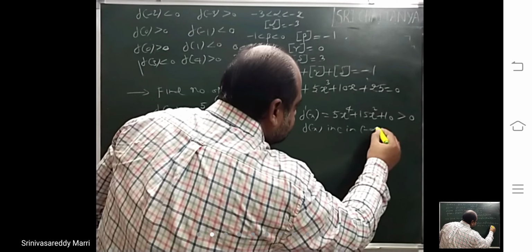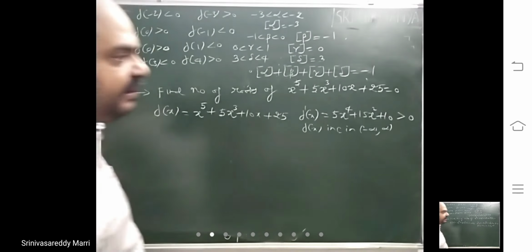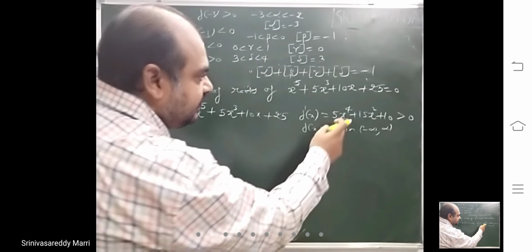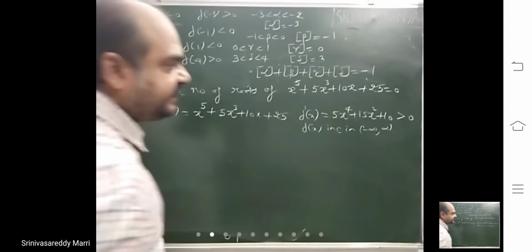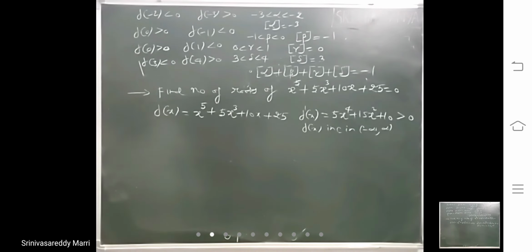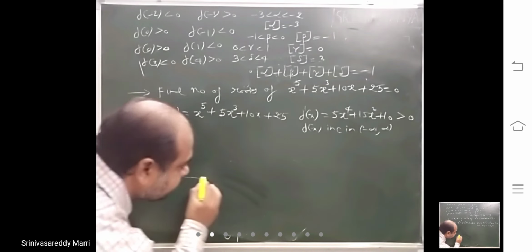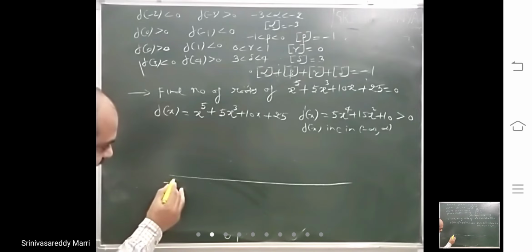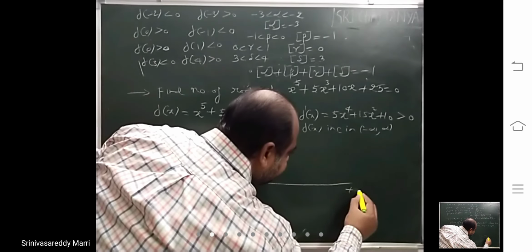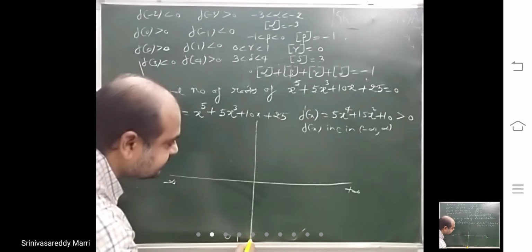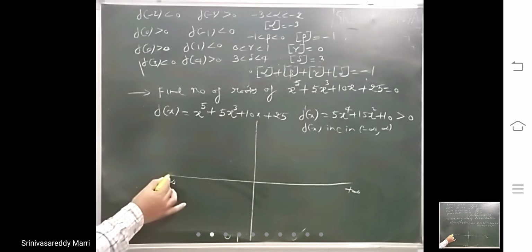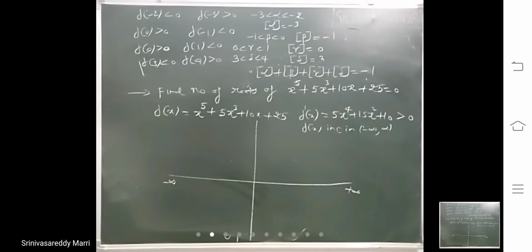Increases in minus infinity to infinity. No need to write the sign diagram. Clearly it is positive, it is positive, it is positive. So therefore it always increases in minus infinity to infinity. Look at here, this is minus infinity, this is plus infinity, this is the y-axis. So minus infinity to infinity, only an increasing function.